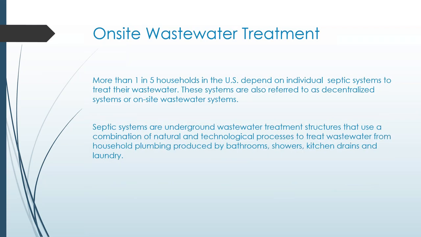Statistics show that more than 1 in 5 households in the United States depend on individual septic systems to treat their wastewater. When you hear the term septic system, decentralized wastewater system, or aerobic treatment unit, they all refer to some type of on-site wastewater treatment that uses a combination of natural and technological processes to treat wastewater from household plumbing.